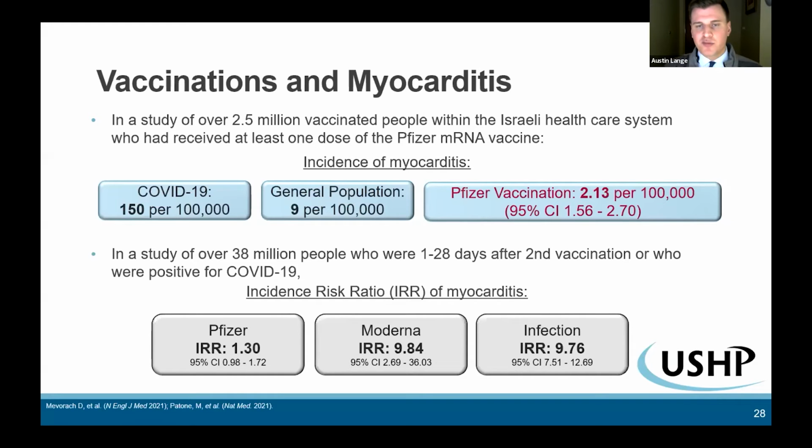This was a shorter time frame. It was also the U.S. population being compared to Israel, and in general, 1 to 10 out of 100,000 patients in the general population, depending on what year, can have myocarditis, and then in the vaccination population, it's anywhere from 0.3 to 5. So these are specific numbers for this trial, but in general, your risk is highest with COVID-19 as opposed to general population or vaccination.